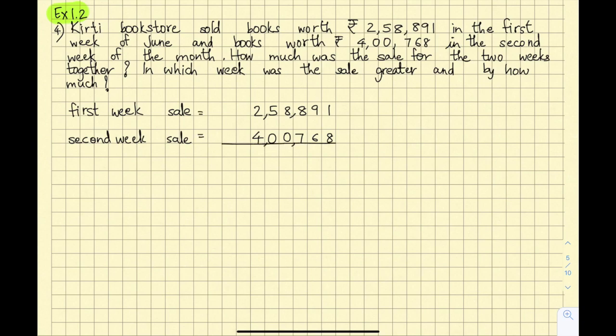Is equal to, and here together means we are going to add and get the answer. 8 plus 1 is 9. 9, 6 is 15, carry 1, 8 plus 1, 9. Or 7 plus 1, 8, 8 is 16, carry 1, 8 plus 1, 9, plus 0 is 9, 5 plus 0 is 5, 2 plus 4 is 6. Placing of commas. Okay, so how much was the sale for the 2 weeks together?